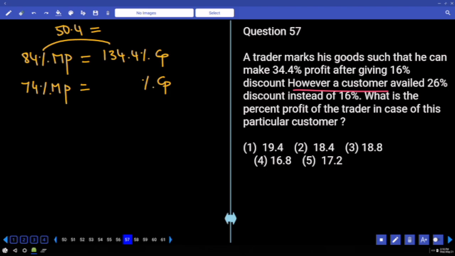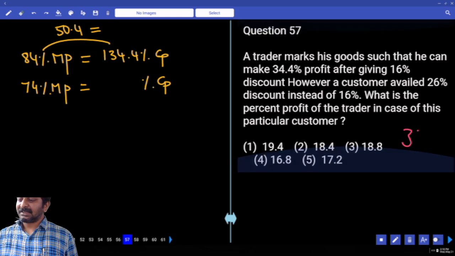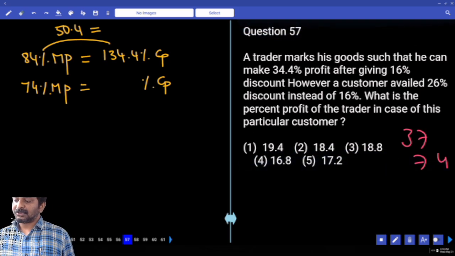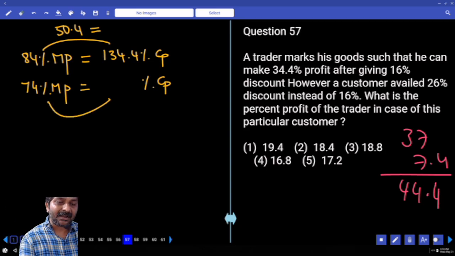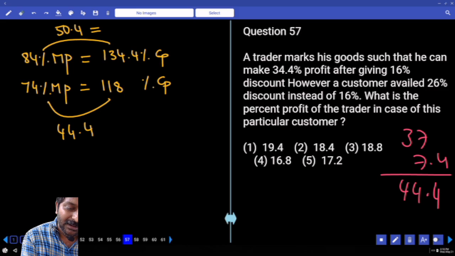What is 50%? 30. 10%. Both together. So our number here must be 44.4 more than 74. That means that is equal to 118.4. If you are selling it at 118.4% of cost price, what percent of profit is made? Second option, fine.